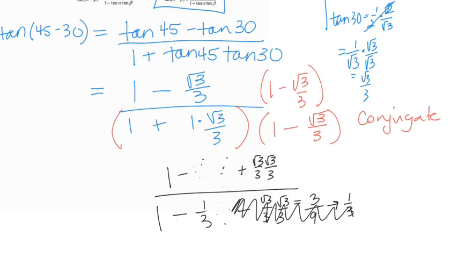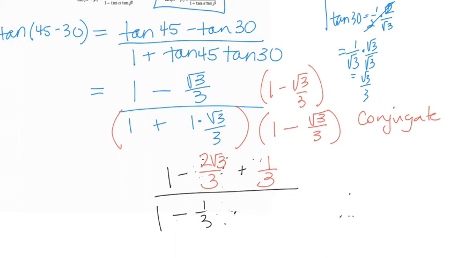Just trying to save some space here. Let's see. 2 square roots of 3 over 3. And then again at the end, if I erase that, we're going to get 1/3 here again. Okay. That's what we have. So now we have this weird looking thing. It looks weird again. 1 minus 2 square roots of 3 over 3 plus 1/3 all over 1 minus 1/3. And we're still going to keep going a little bit here.